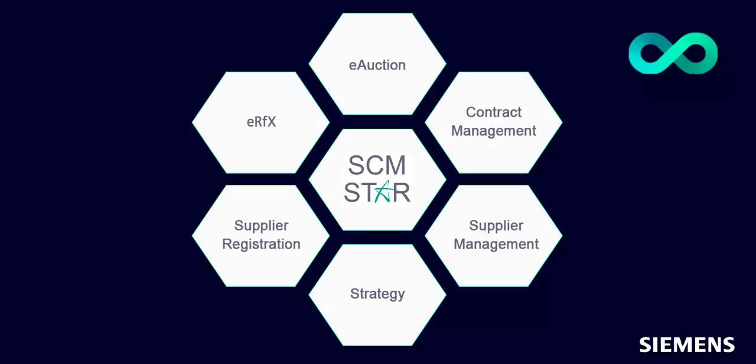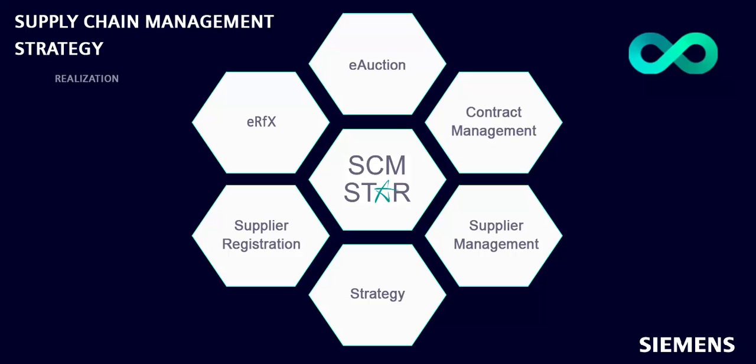SCM STAR is the Siemens-specific name for the cloud-based standard software JEGA Advantage. SCM STAR is part of the source-to-contract process in Siemens and stands for Supply Chain Management, Strategy and Realization. It is the global application suite for strategic procurement processes at Siemens.